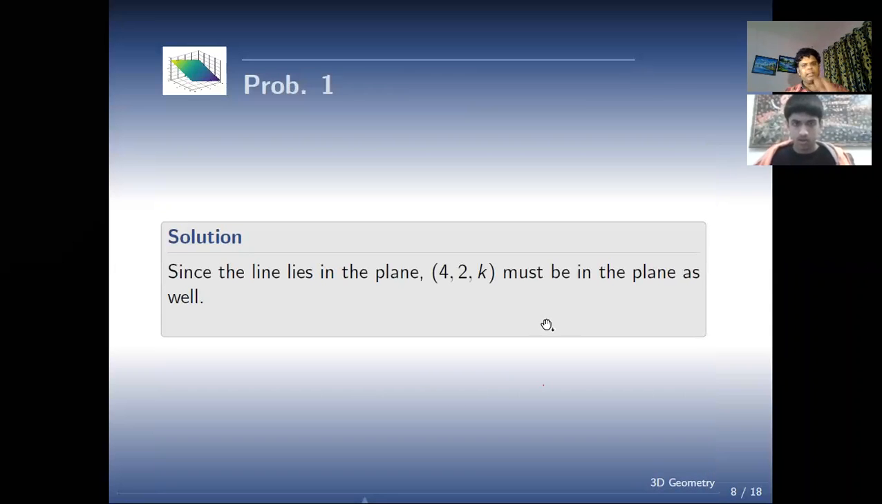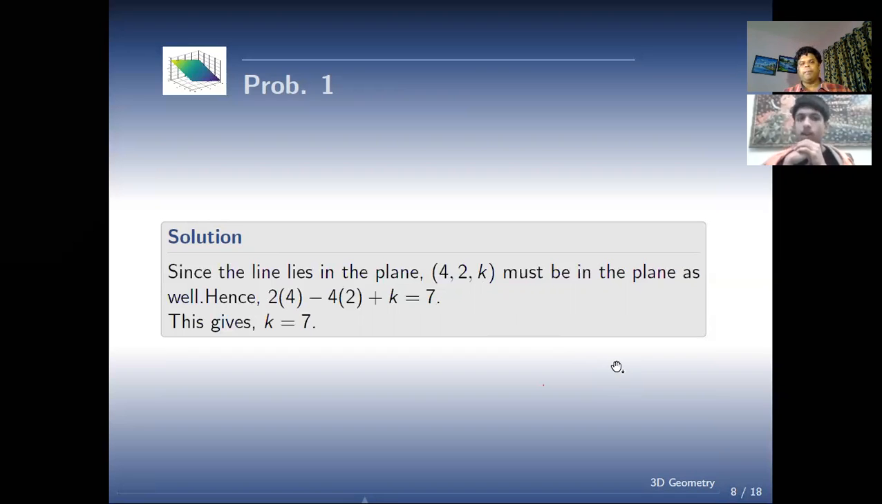Since the line lies in the plane, the point 4, 2, k must be in the plane as well, right? So once we have that, plug it into the plane: 2 times 4, that's 2x, minus 4y, where the y value is 2, plus k, should be equal to 7. If we solve for k, we get k equals 7. Any questions on that? No, I think that one was fine.